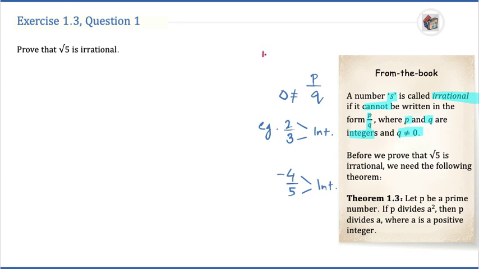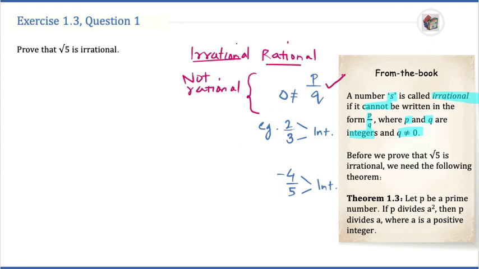So if these kinds of numbers are rational, then what are irrational numbers? Irrational, as the name suggests, are those numbers that are not rational. Just because they are not rational, it means they will not satisfy this property. So while rationals can be written like this, irrational numbers cannot be written like this. And that is what gives us this definition.